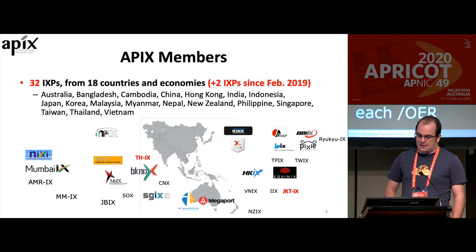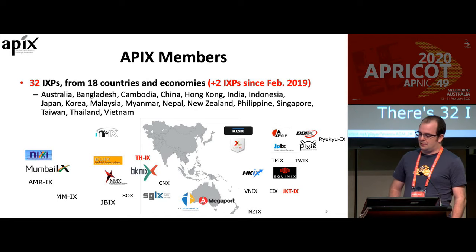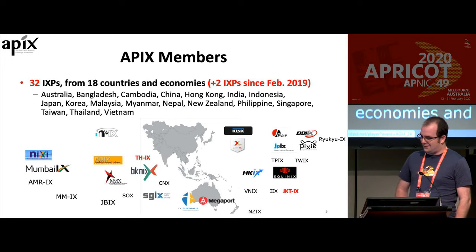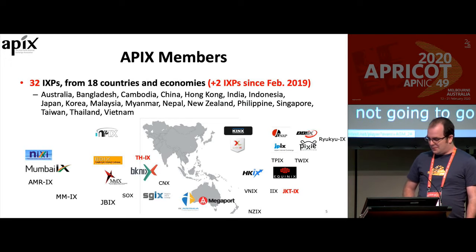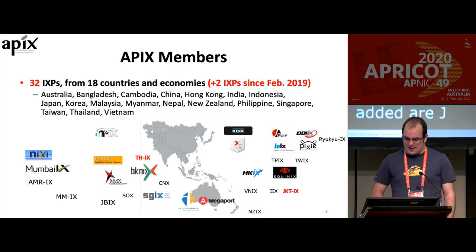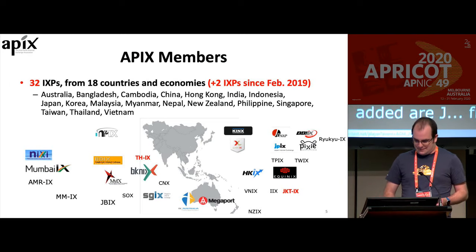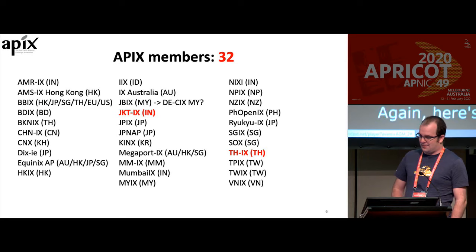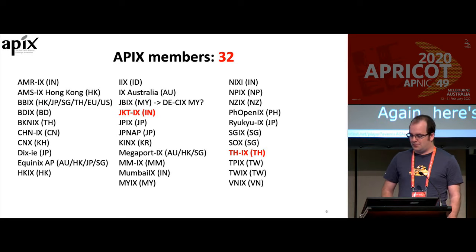There's 32 IXP members from 18 countries and economies, and we added two in this past year. I'm not going to go through the entire list of them as there's a lot up there, but the two new ones that we added are JKTIX from Indonesia and THIX from Thailand. Again, here's our list of complete members, same as the previous slide. We now have 32 members across the region.